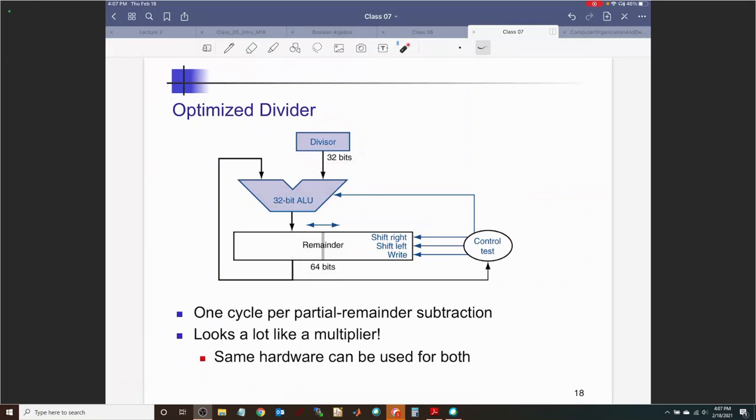32-bit divisor instead of 64-bit divisor. No need of a separate quotient register because it is part of the remainder register itself. And 32-bit ALU instead of a 64-bit ALU. So this looks a lot like the multiplier itself, except that the operations are different, which essentially means same hardware, different operations. So the control unit could use the same hardware as long as it sends the appropriate control signals to that particular hardware. So same hardware can be used for both.